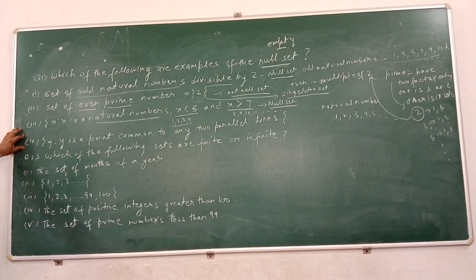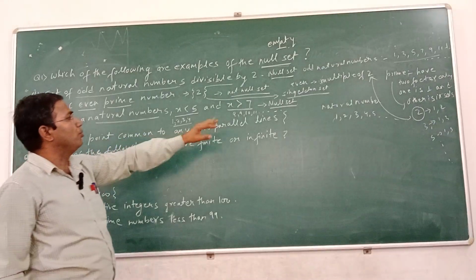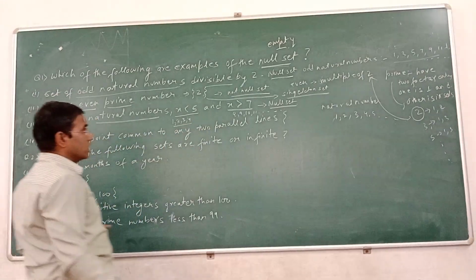Now see the fourth one. The fourth one is saying: y is such that y is a point common to any two parallel lines. Now it is talking about parallel lines.